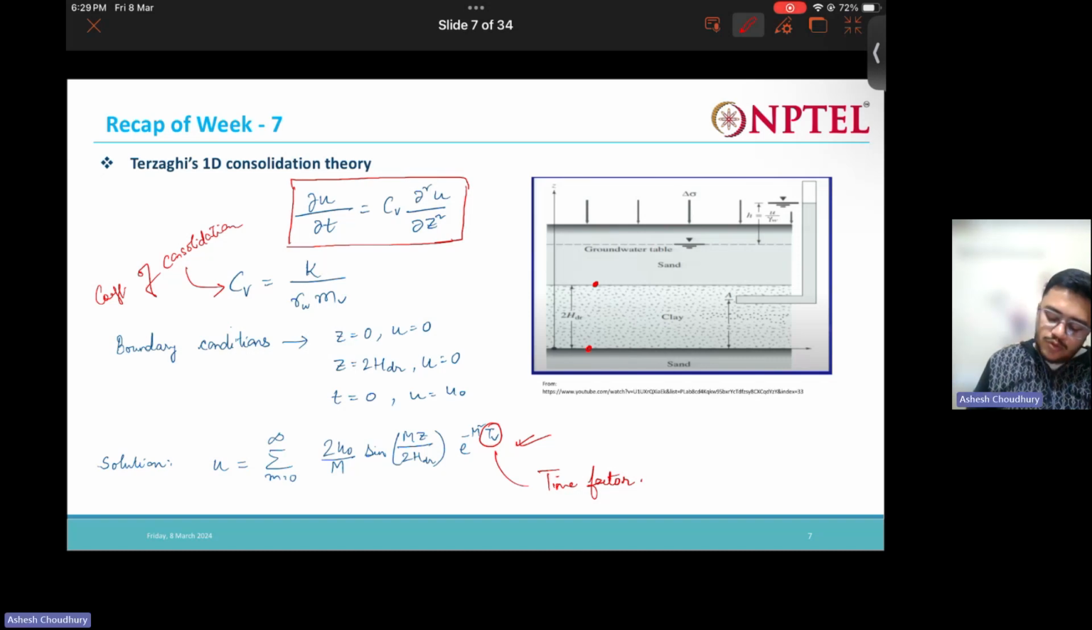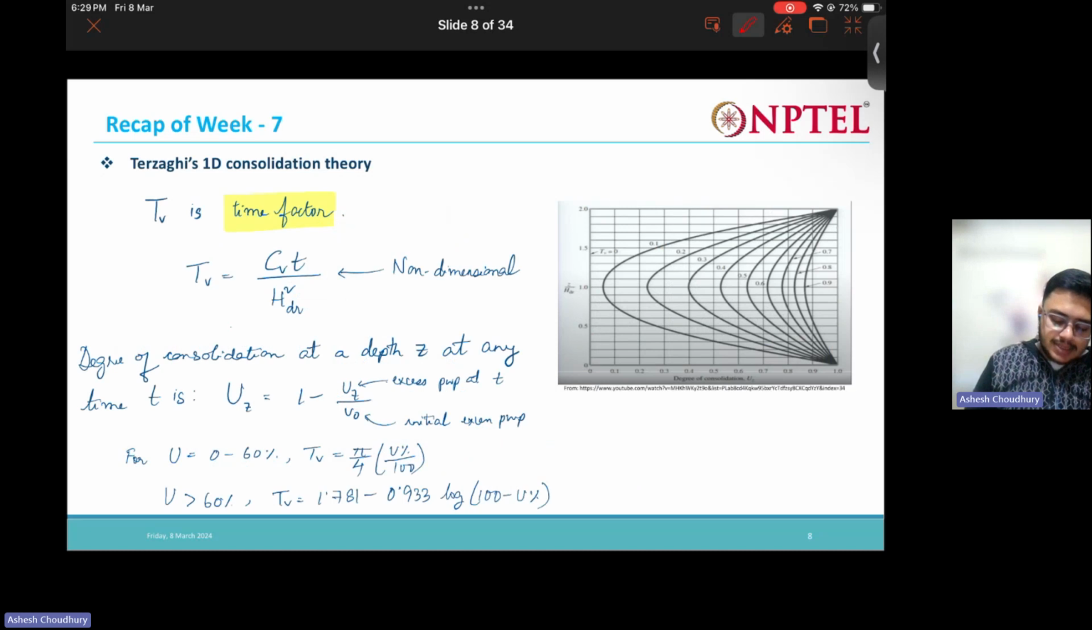And one more thing: if you see here, what is the drainage path? Here the drainage path is nothing but HDR, because it is the case of double drainage. So a water molecule that is here will have to travel a maximum of HDR distance to drain out. That's why the drainage path here is HDR.